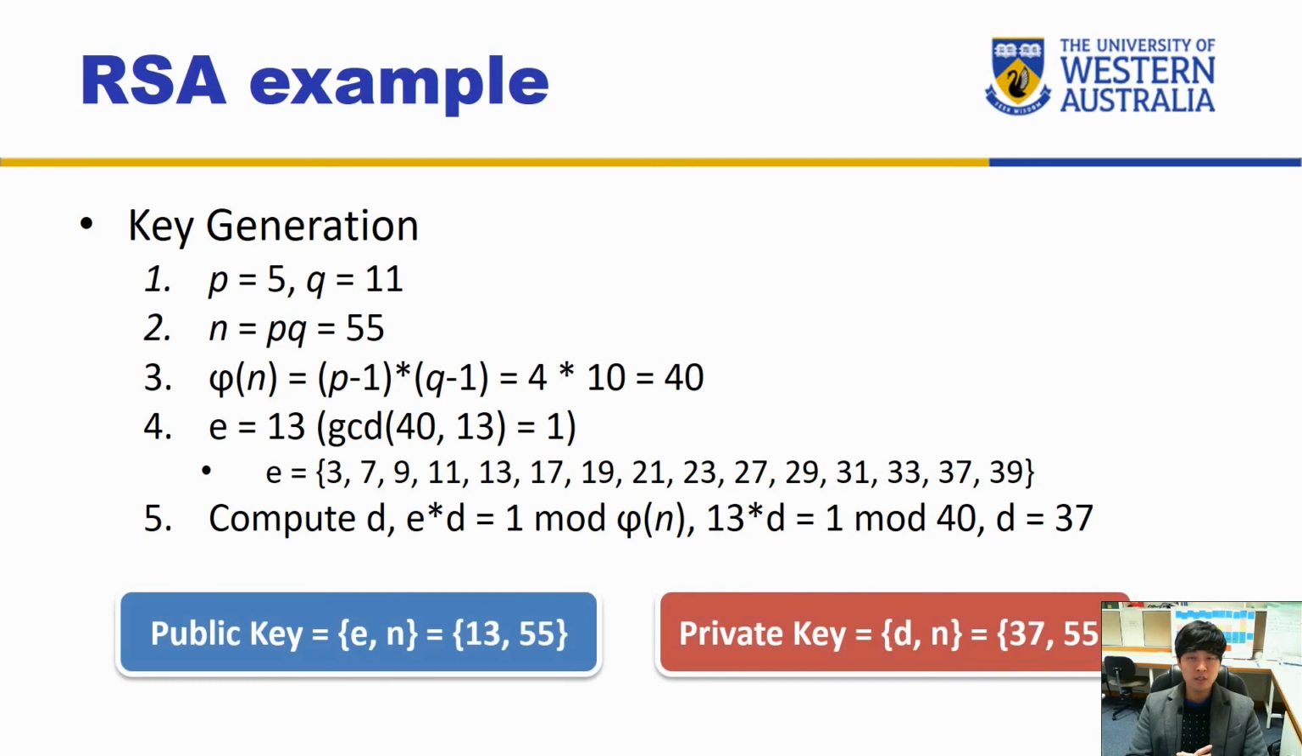So by following these, we now have public key e, n equals 13 and 55, and private key 37 and 55.